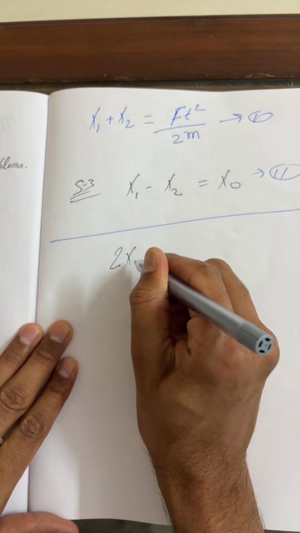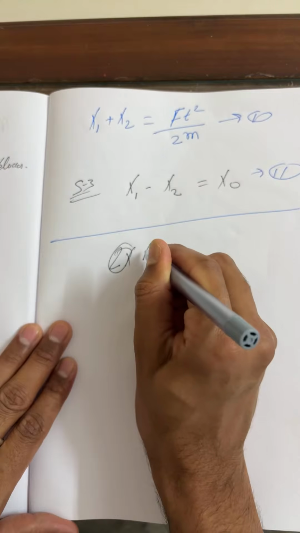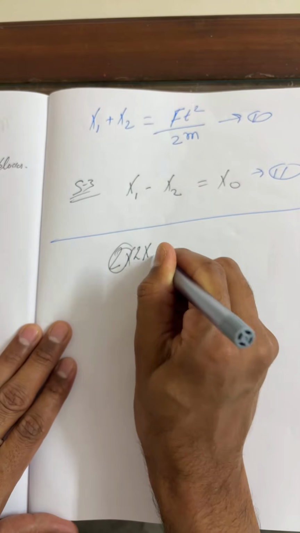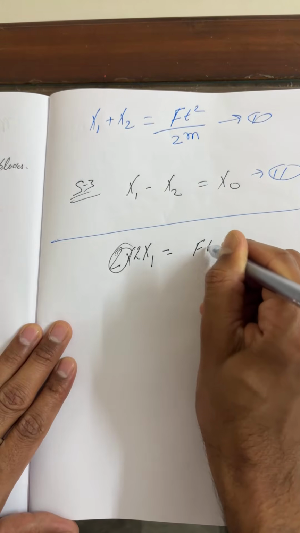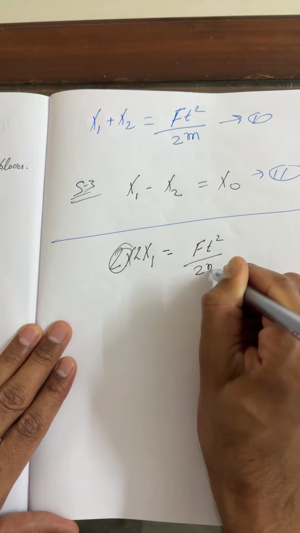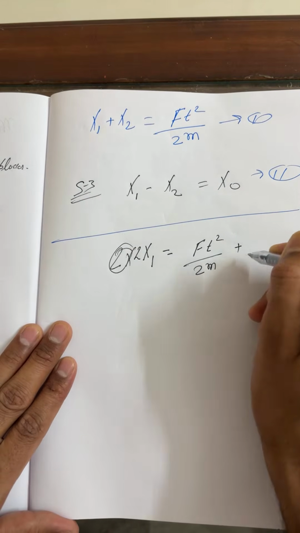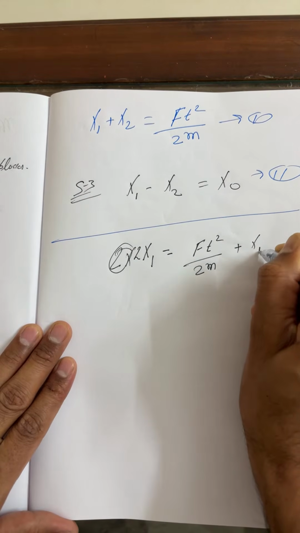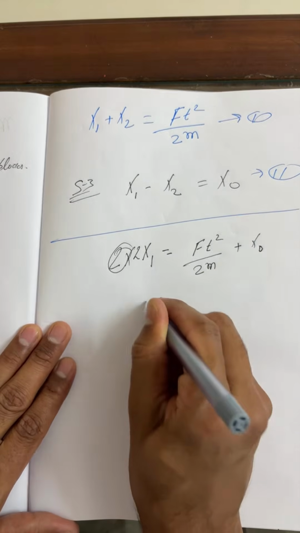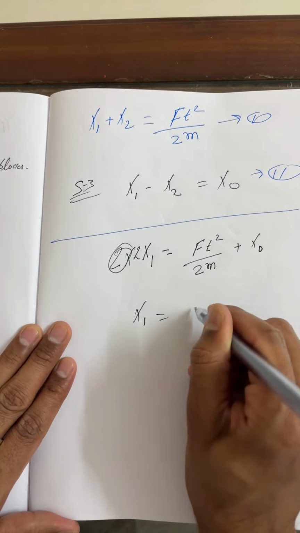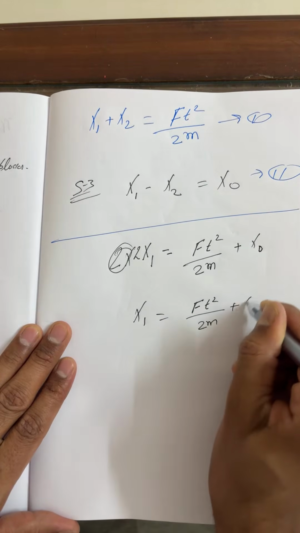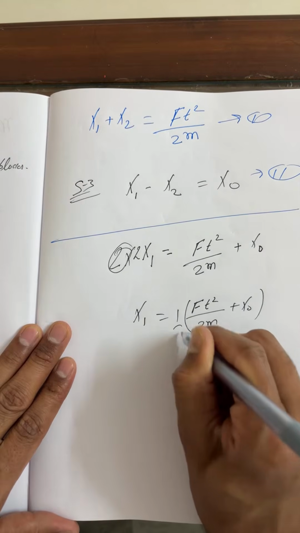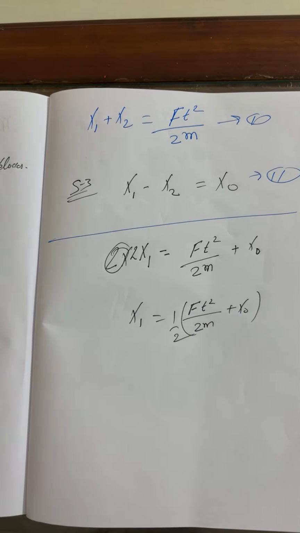So you can write, this is twice of x1 is equal to F square upon 2m plus x0, my dear. So you can write x1 is equal to F square upon 2m plus x0 into 1 by 2, my dear, right?